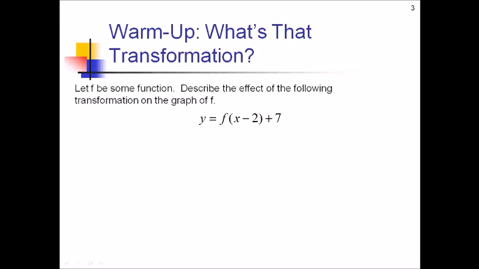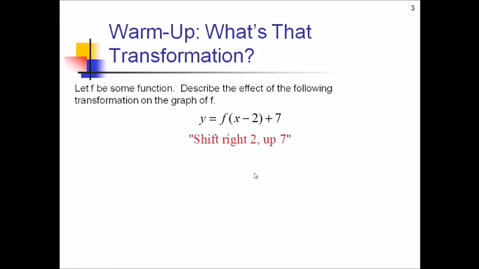Describe the effect of the following transformation on the graph of f. So we've got a -2 inside the function and a +7 outside. Pause the video and give it a thought. All right, let's see what we came up with. Whenever you're subtracting something inside a function, we know just from basic function movement that this is going to shift us to the right 2. And then outside the function, adding a number is going to shift us up 7.